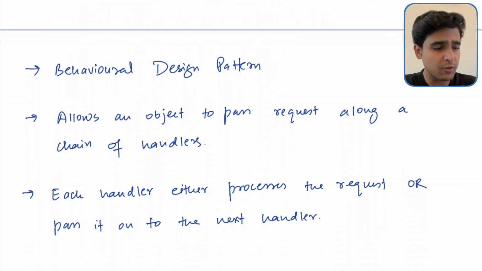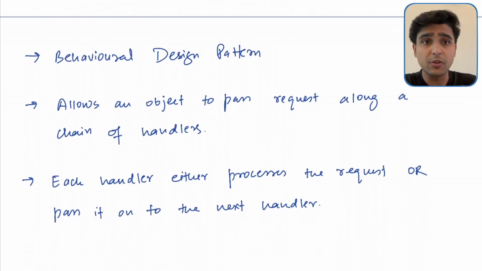So what is the chain of responsibility design pattern? First of all, it's a behavioral design pattern. So far we have covered structural and creational design patterns. Now we are starting with the behavioral design patterns. Behavioral design patterns deal with how different objects behave with each other, so what is the coordination between different objects?